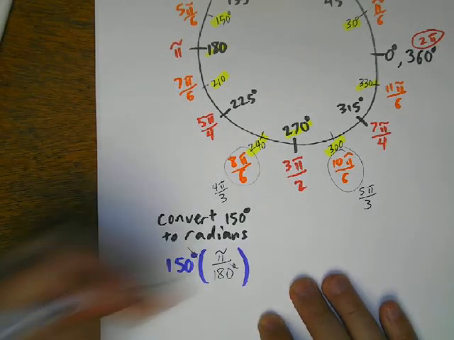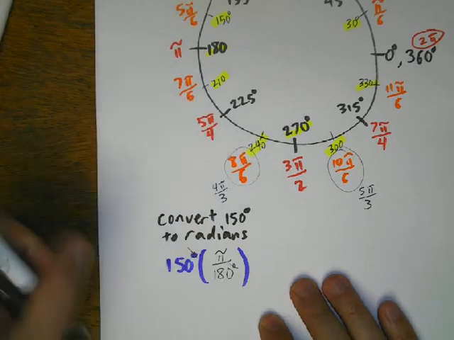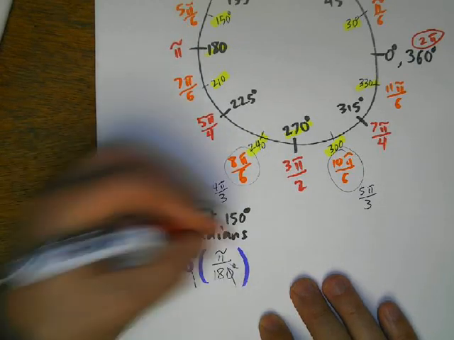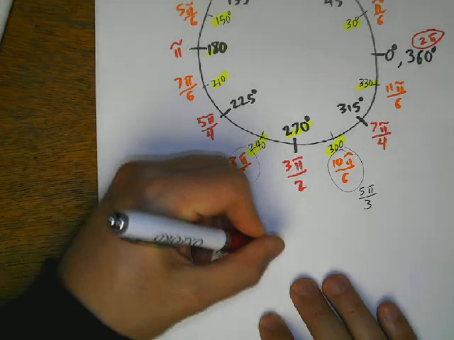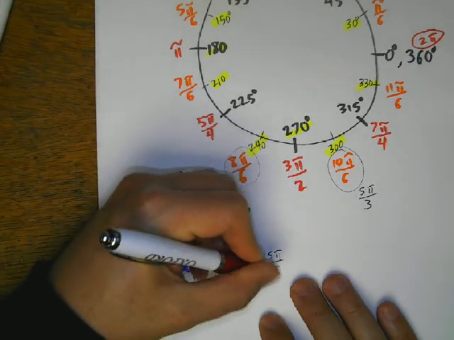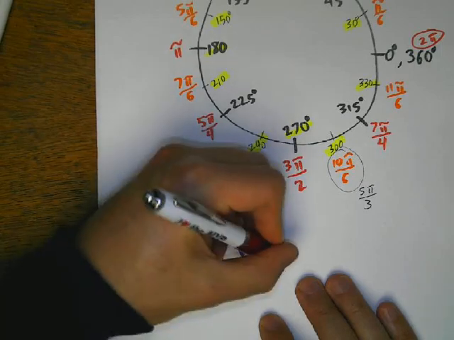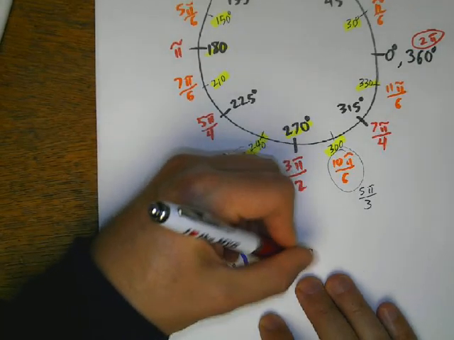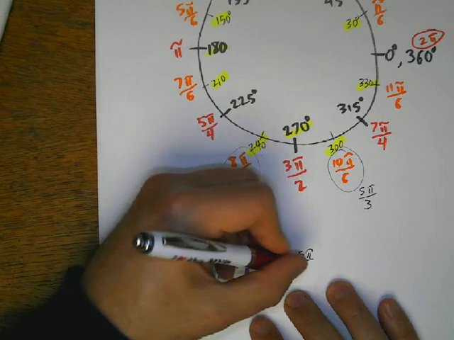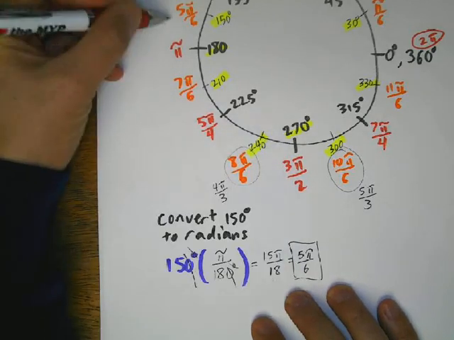I'll show that in a second. So the 0 and the 0 cancel out. I've got 15 pi over 18. And it looks like 3 goes into both of these. So we've got 5 pi over 6. And lo and behold, that's the answer on here.